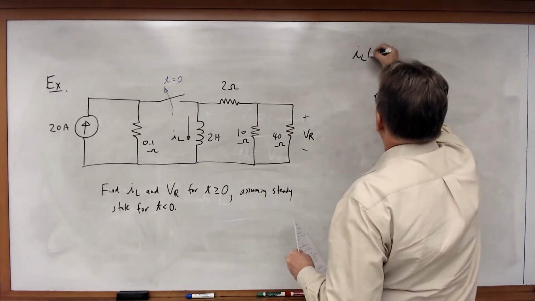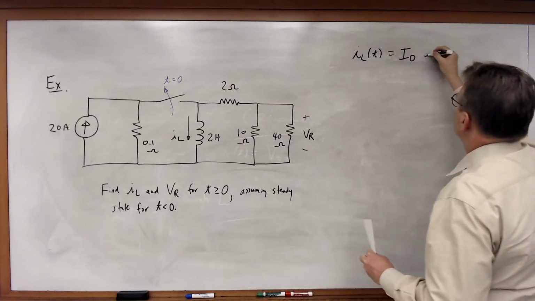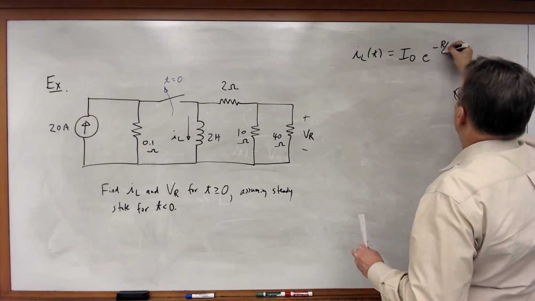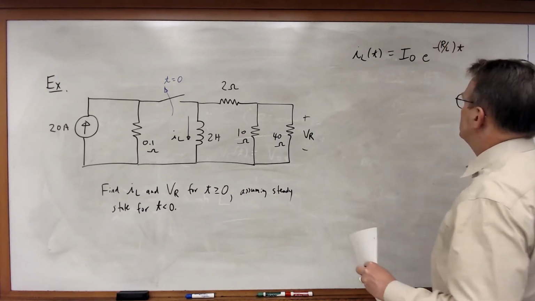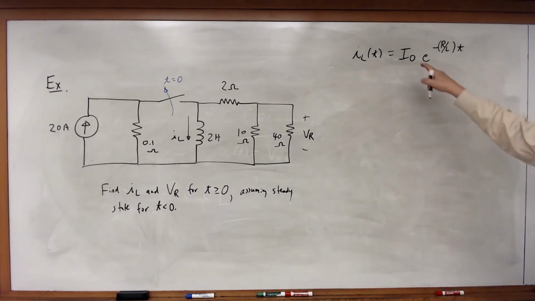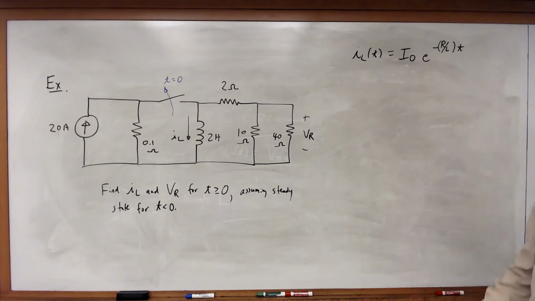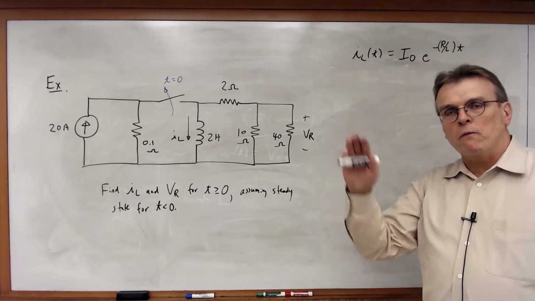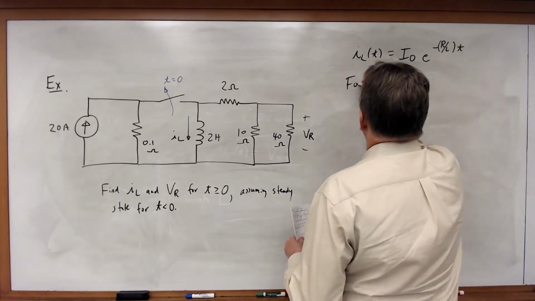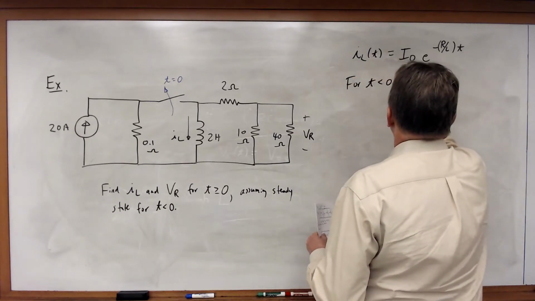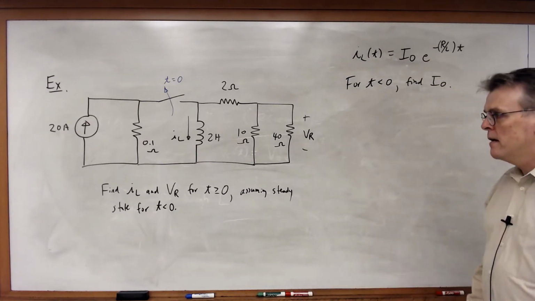IL of t will be equal to the initial condition times e to the minus R over L times t. We need to find the initial condition for t less than 0 and the value of R for t greater than 0, before and after the switching event. So for t less than 0, we find the initial condition.